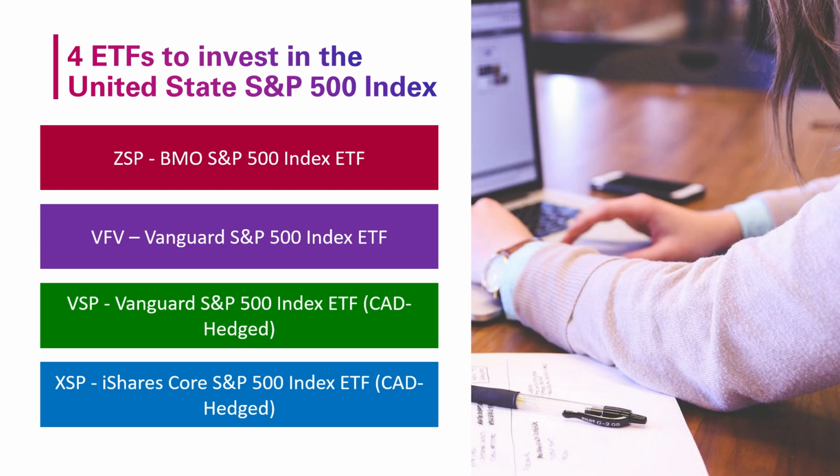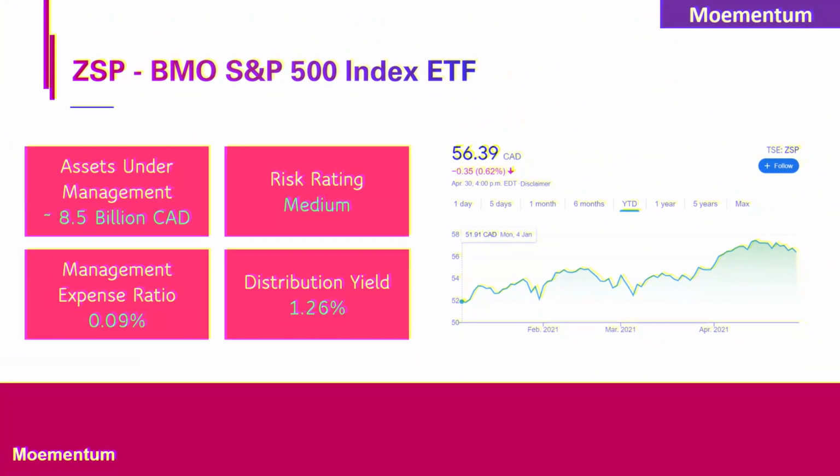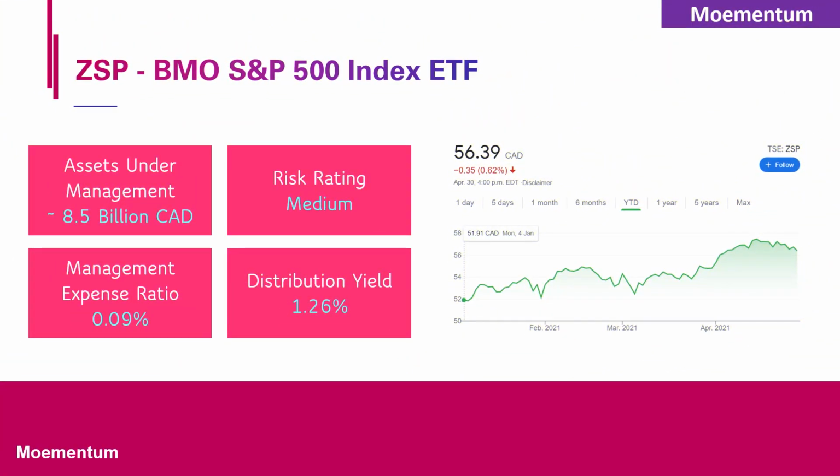Here are the 4 ETFs that I'd recommend to invest in the United States S&P 500 index, and we'll review each of them more closely and compare their pros and cons in the next few minutes. Let's get into it. The first ETF to review is ZSP, or the BMO S&P 500 Index ETF.